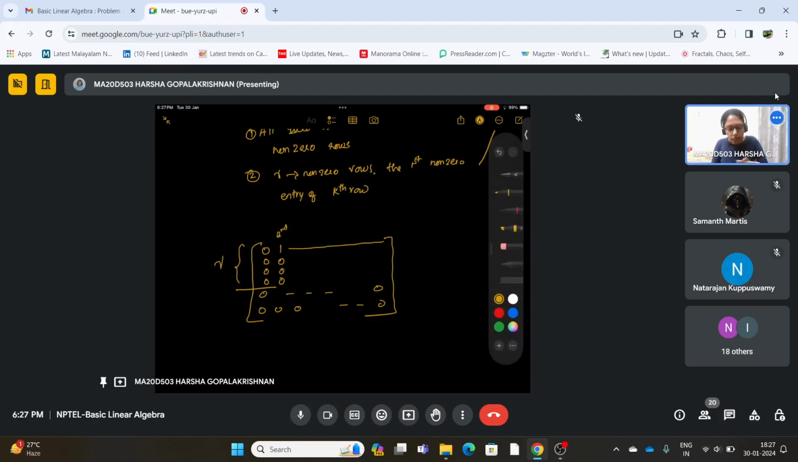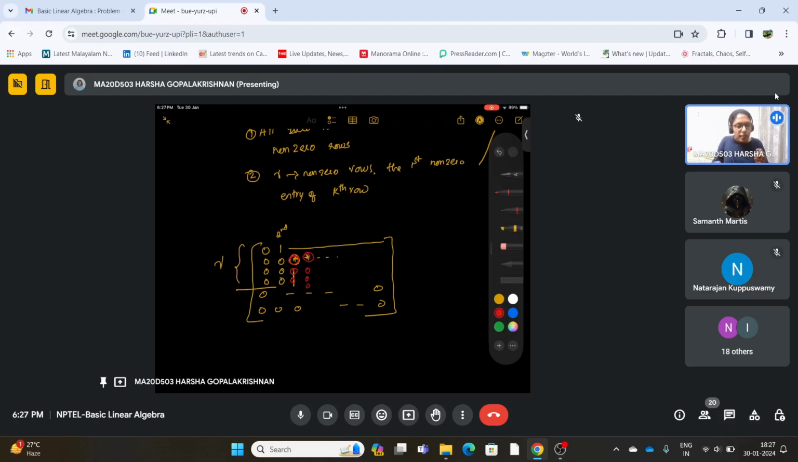Now for the second row, the non-zero entry can be anywhere. But suppose it is here, then all the elements below this should be 0. Suppose it is 0, then also it should be 0. But here it is non-zero, so here everything below should be 0.